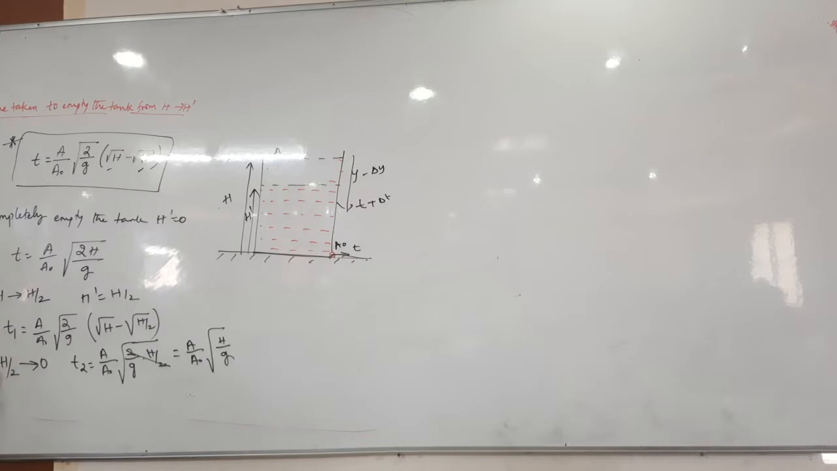Then I want to get the ratio of these times, the ratio of the time taken to empty from top to half and then the remaining half to 0. At that time what is the ratio? We will do it as a problem. First of all, copy this in your note points.